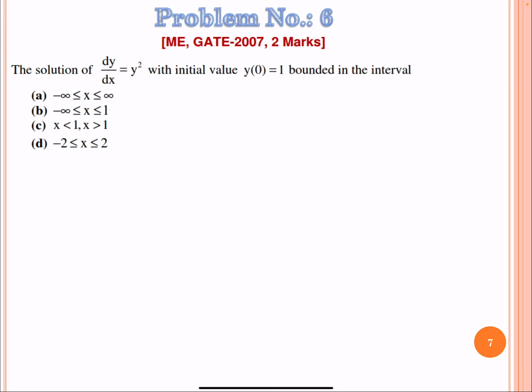And the statement is: the solution of dy over dx is equal to y square with initial value y of 0 is equal to 1 is bounded in the interval. We have given 4 options.